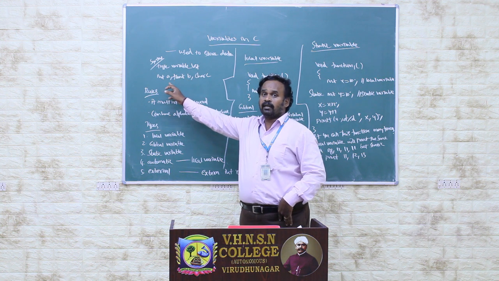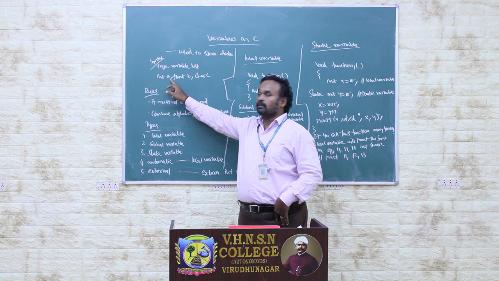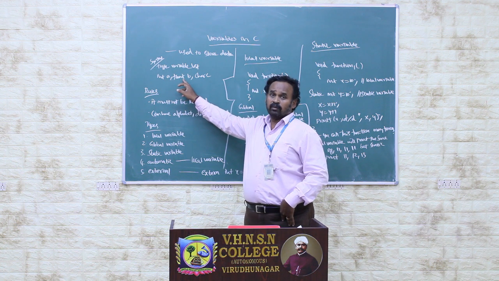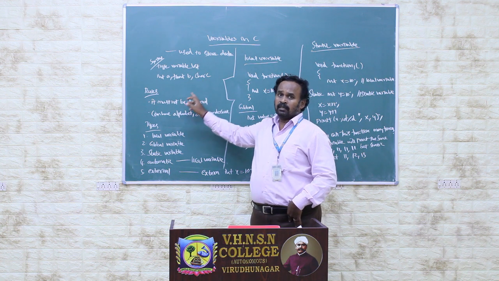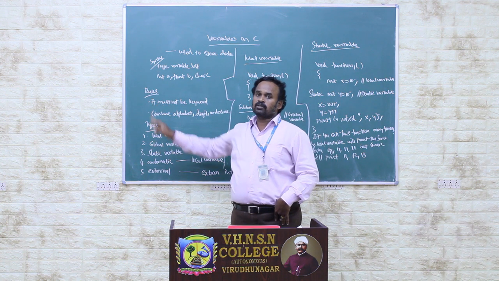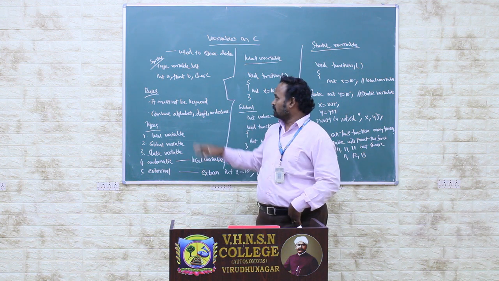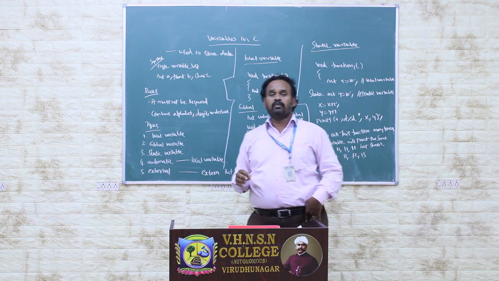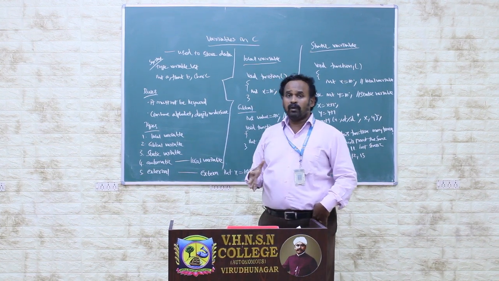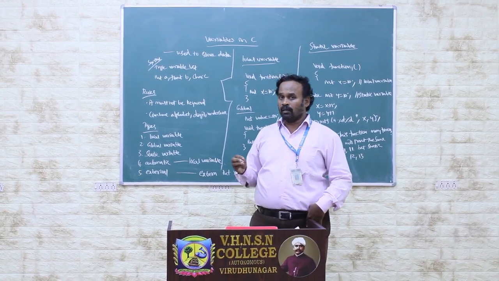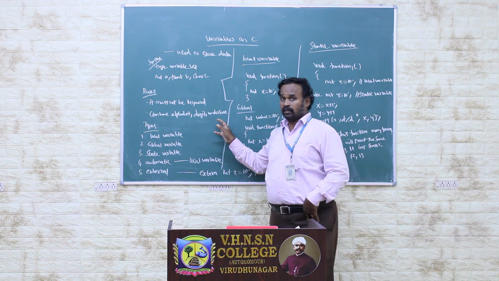Here I am declaring an integer variable, int a, then a float variable, float b. It is a character variable, char c. Next, what are the rules for declaring variables? Variables must not be a keyword, and they can have alphabets, numerics, and underscores.